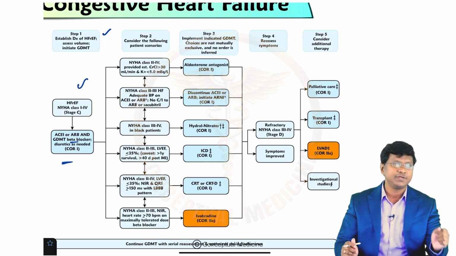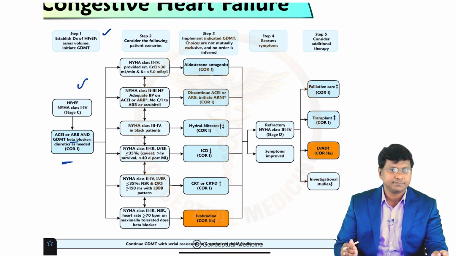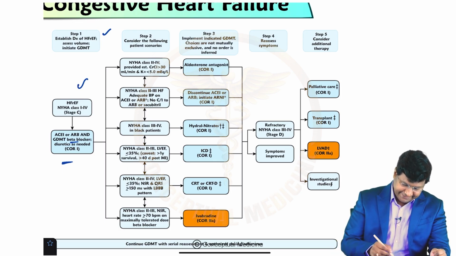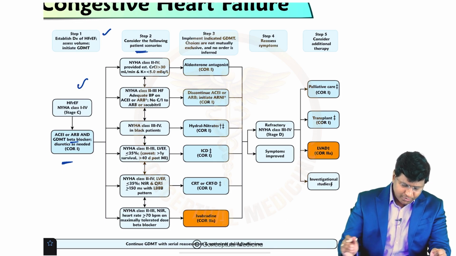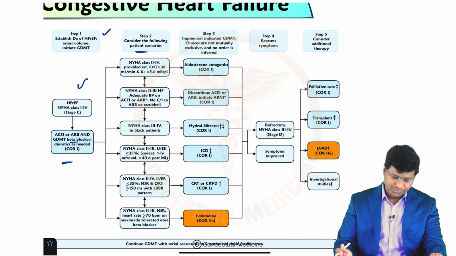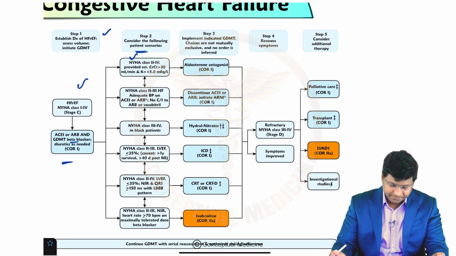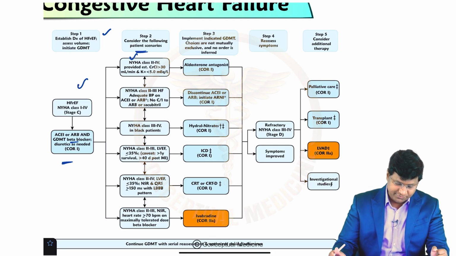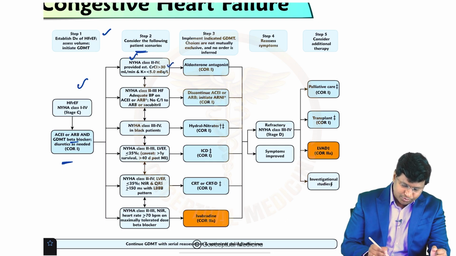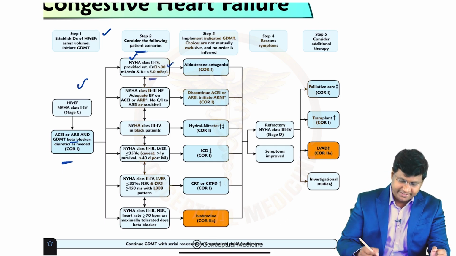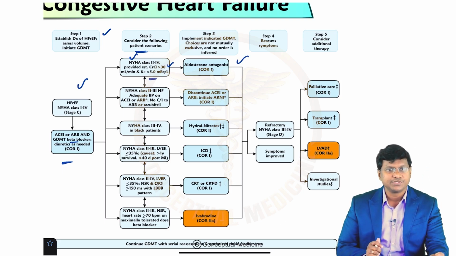And when you are giving these ACE inhibitors plus beta blockers or ARBs plus beta blockers, step 2, you need to consider the following patient scenarios. If the individual is in NYHA class 2 to class 4, and the creatinine clearance is more than 30 and potassium levels are less than 5 milliequivalents per liter, you need to add the aldosterone antagonist.